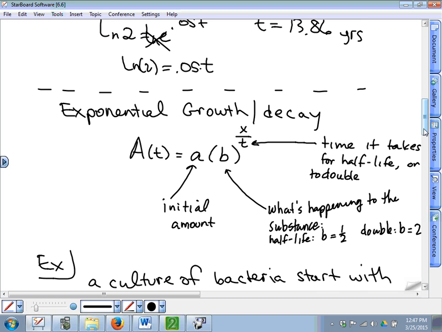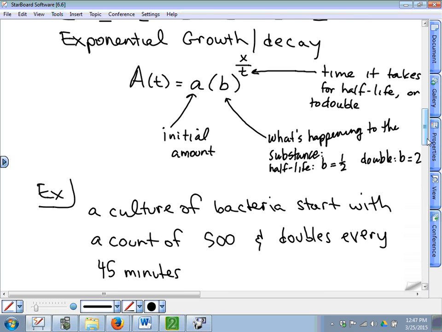Let's just do a quick example that's like number 8. Write this down in your notes. A culture of bacteria starts with a count of 500, doubles every 45 minutes. You'll see that these problems are really not that bad.